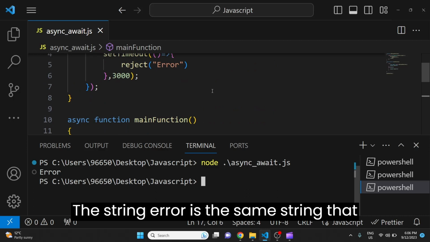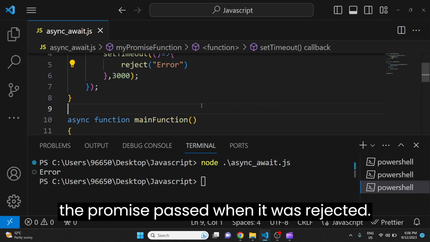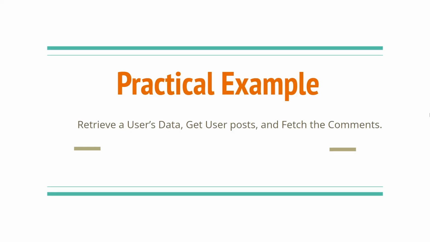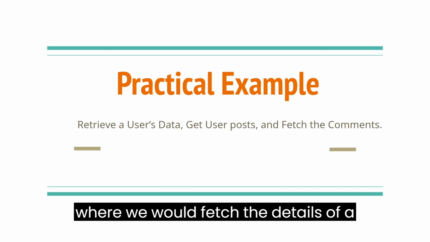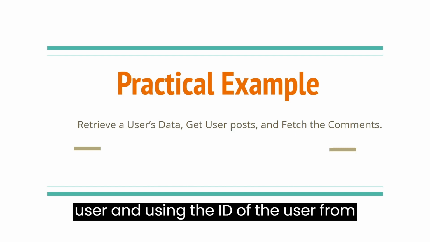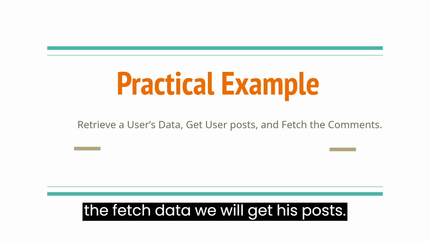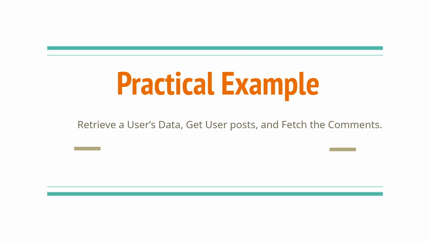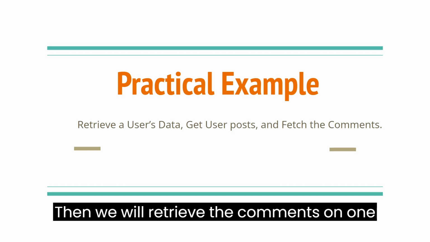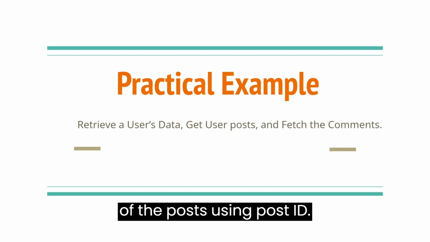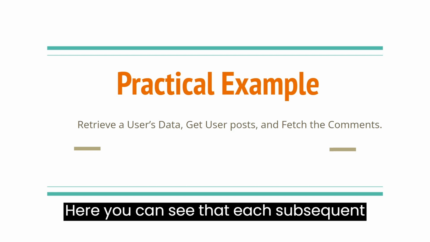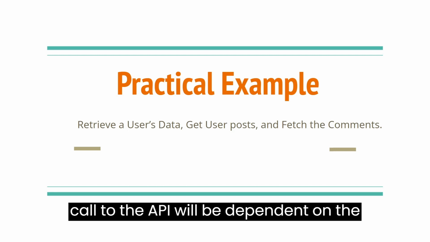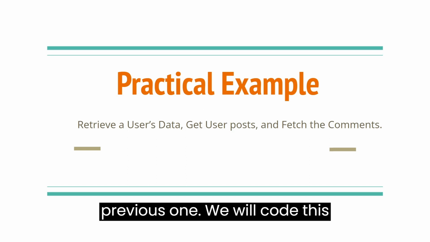The string error is the same string that the promise passed when it was rejected. Let's come to a more practical example where we would fetch the details of a user, and using the ID of the user from the fetch data, we will get his posts. Then, we will retrieve the comments on one of the posts using post ID. Here, you can see that each subsequent call to the API will be dependent on the previous one.